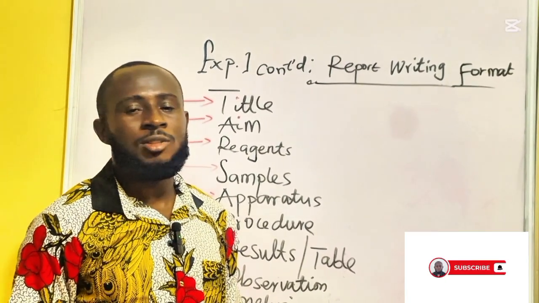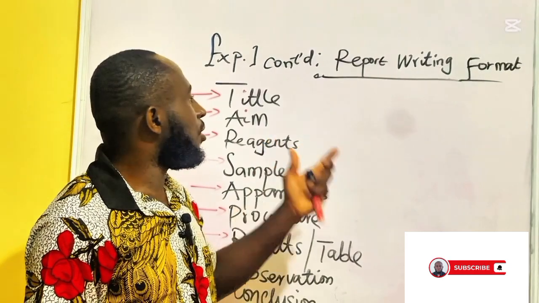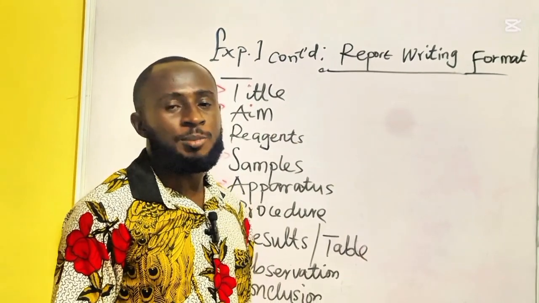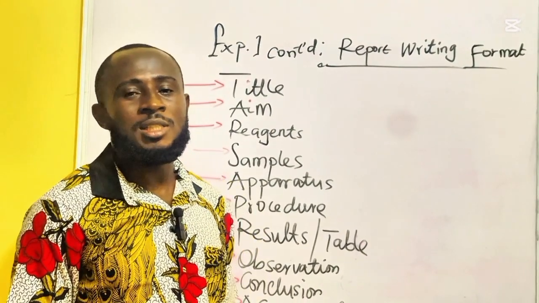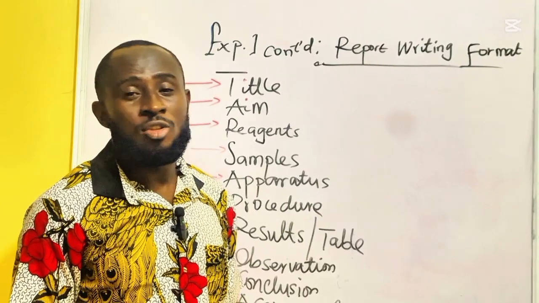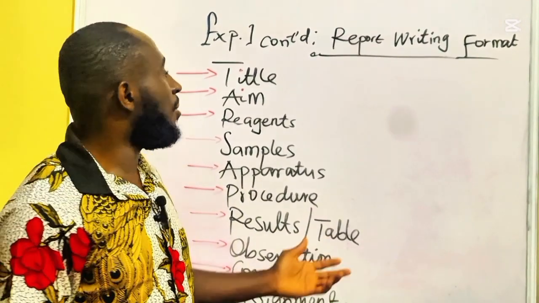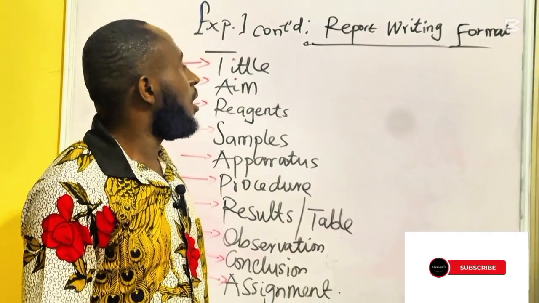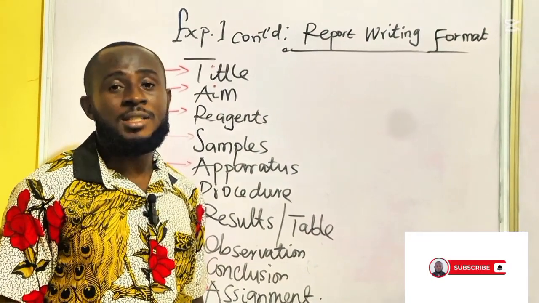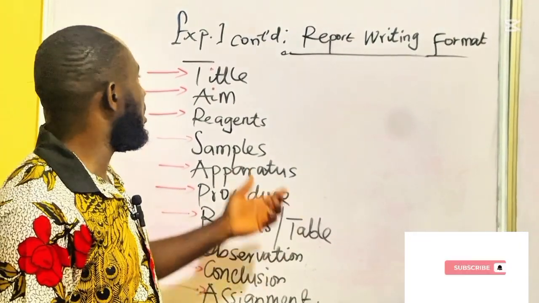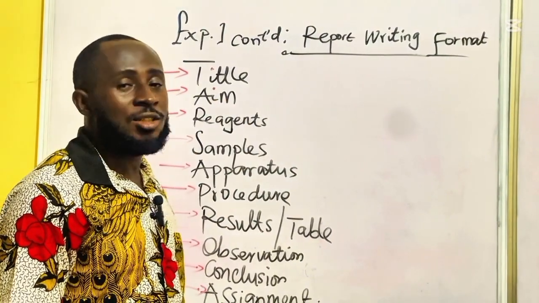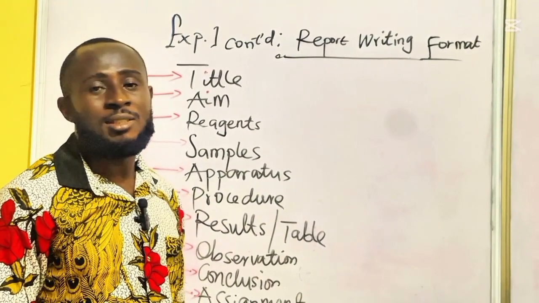Today we'll be talking about how to write your report following report format. How do you present your experiment after you have carried it out in the lab? So this is the laid down format we normally use to present a report after you have carried out your experiment in the lab. Number one is title. You must state the title of the experiment you are carrying out in the lab.